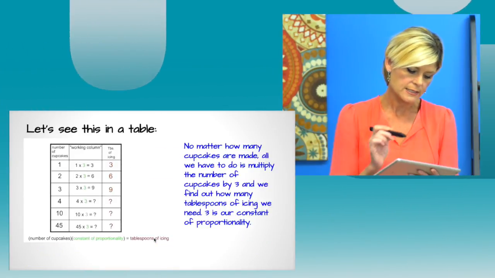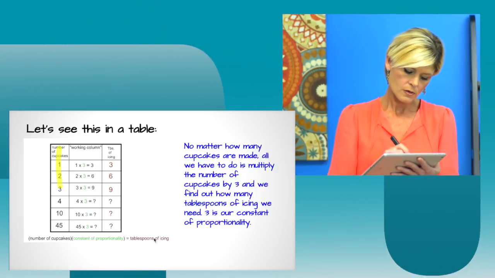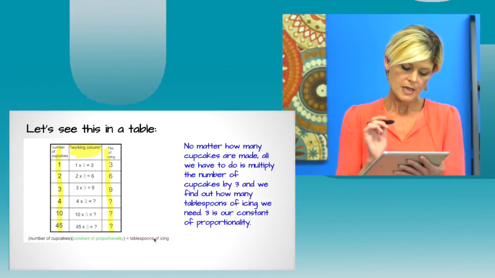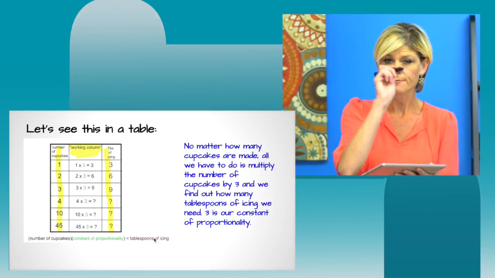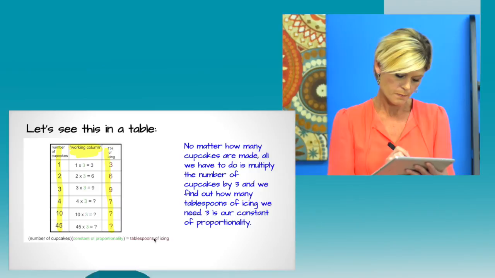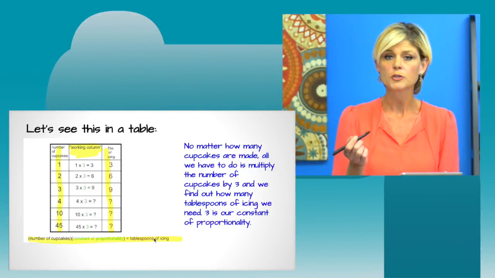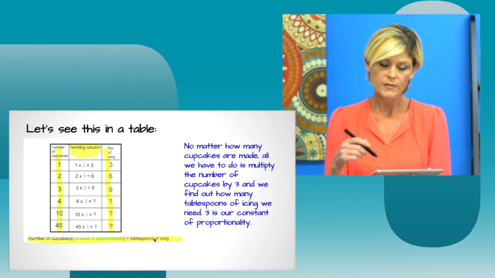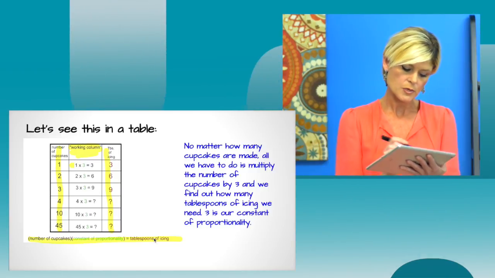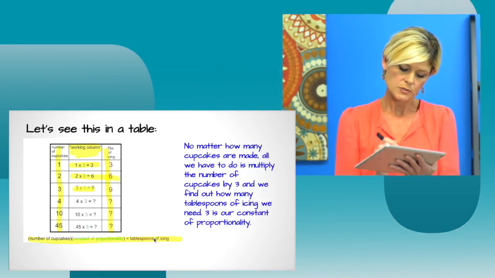So let's look at this in a little different type of a table. We've got the number of cupcakes here and the tablespoons of icing here. And we're going to call this our working column. What we're going to do in the working column is take our first number, times it by the constant of proportionality, and get our ending number. And you can see down here, I've got number of cupcakes times the constant of proportionality, which we said was 3 for this problem, equals the number of tablespoons of icing. So 1 cupcake times 3, our constant of proportionality, is 3. 2 times 3 is 6. 3 times 3 is 9.